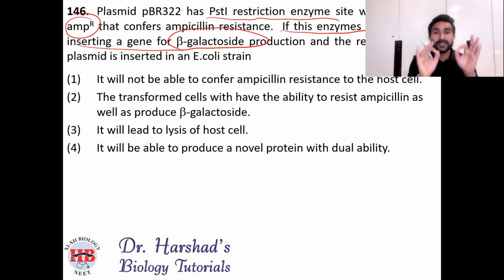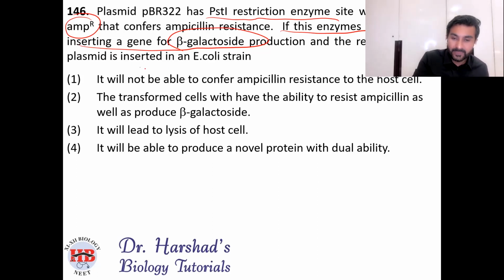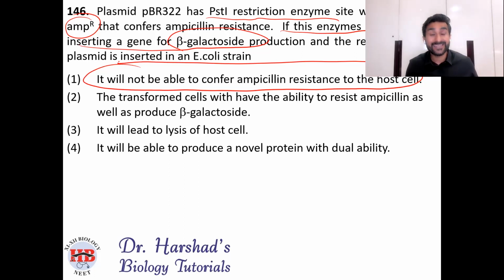That means the ampicillin resistance gene would become non-functional. If it becomes non-functional, the E. coli will not have resistance against ampicillin. In that case, our answer would be option number 1, because you have inserted your gene into the ampicillin resistance gene, thereby making it inactive. So our answer would be option number 1 in this case.